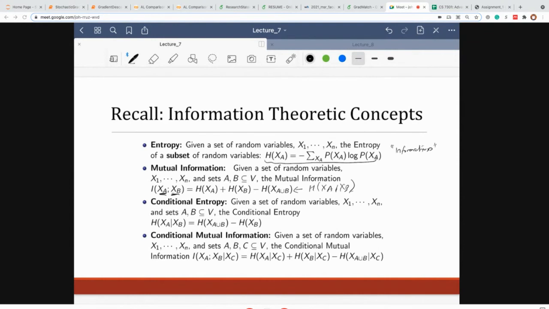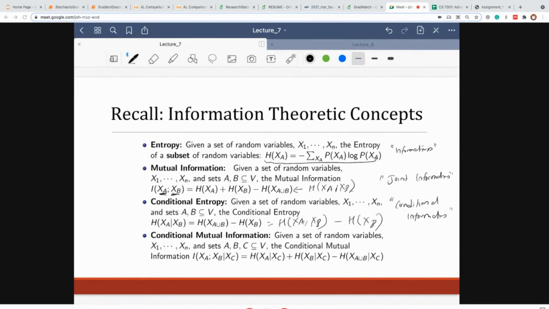So this is basically the joint information. The third is the conditional entropy, which is the entropy of X_A given X_B. This is nothing but H of X_A comma X_B, which is the joint entropy, minus H of X_B. This is essentially also called conditional information.